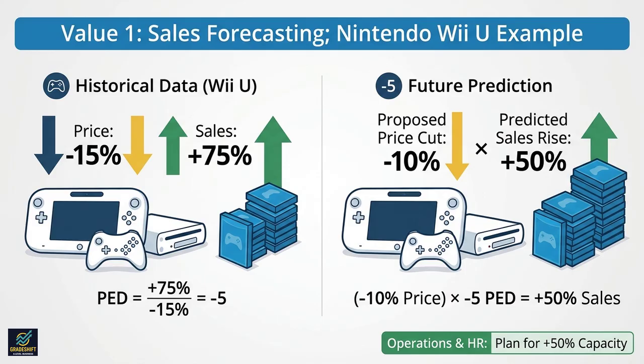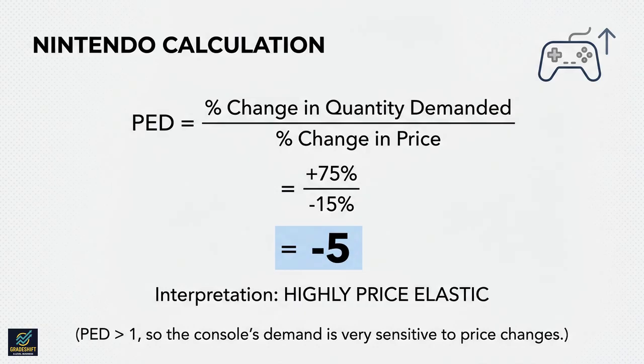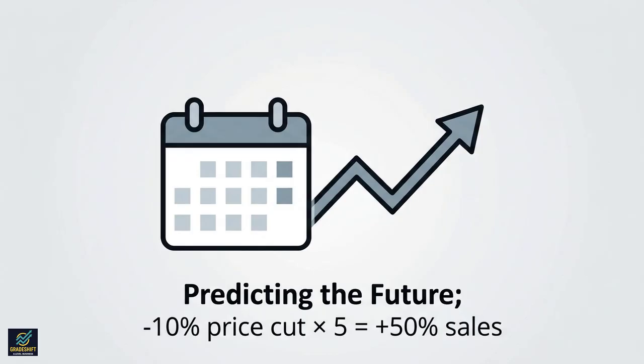Consider the video game company Nintendo. When they cut the price of their Wii U console by 15%, they saw sales volumes skyrocket by 75%. By dividing the plus 75% demand increase by the minus 15% price cut, Nintendo calculated a price elasticity of demand of -5. This proved the console was highly price elastic. Knowing this exact figure of -5 allows Nintendo to forecast the future accurately. If they plan a further 10% price cut for the holidays, they can confidently predict a 50% rise in sales.